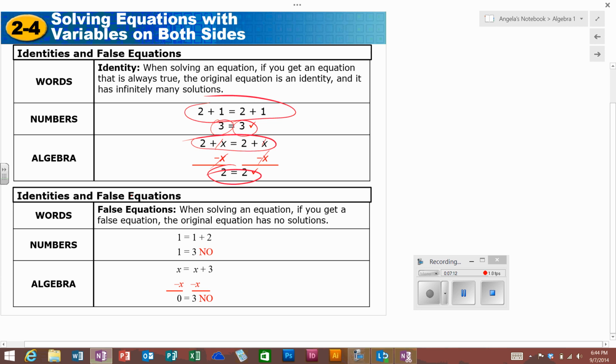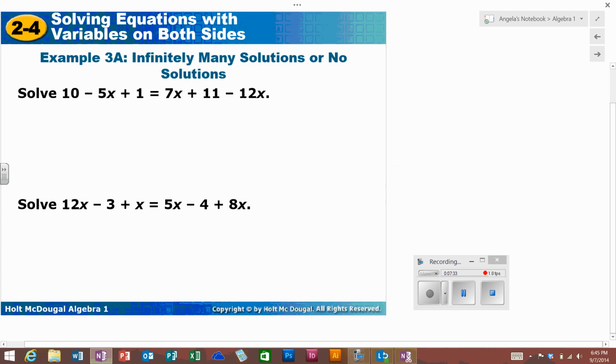With a false equation, a no solution equation, when you go to subtract that x, yes, they cancel, but you're left with something that's not true, so we say this is no solution. And this we can say is infinitely many solutions. You can abbreviate that. Okay? So let's see if we get that. We have to decide if it's infinitely many or no solution. All right? So here we go.